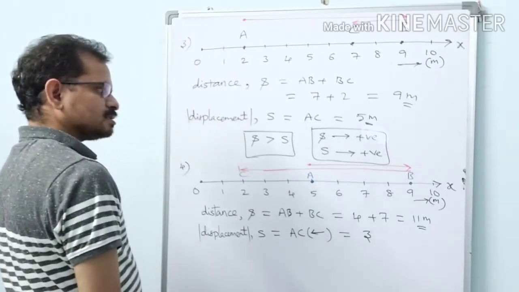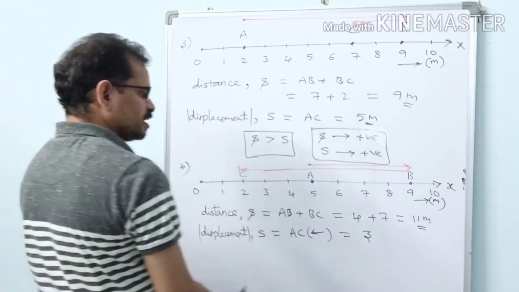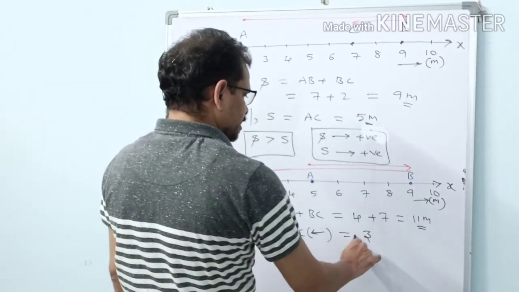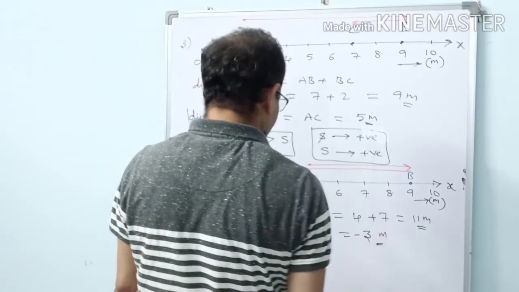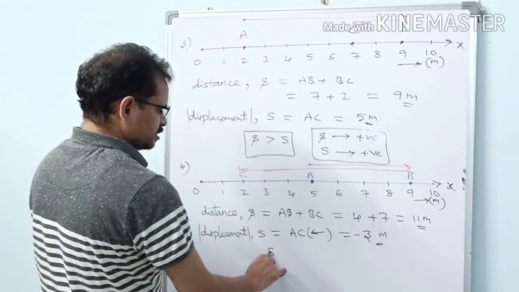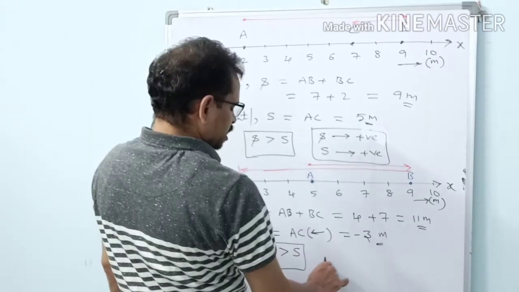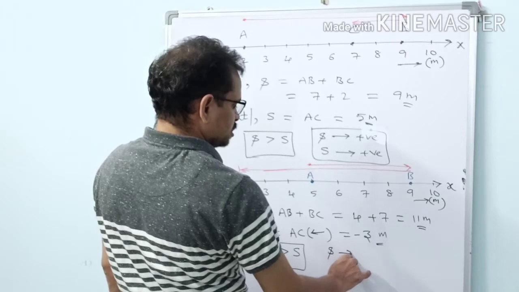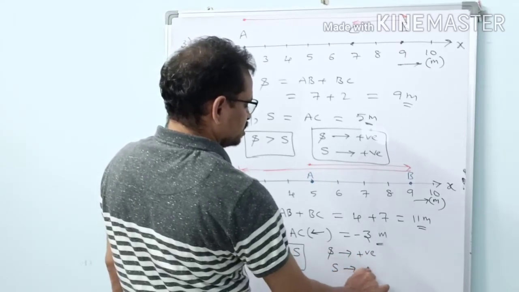Plus or minus: if it is towards right, displacement is positive. If it is towards left, displacement is negative. So minus 3 meters. Now let us check here. Which is greater? Clearly distance is greater than displacement. And what about the sign? Distance is positive. What about displacement? Displacement is negative.